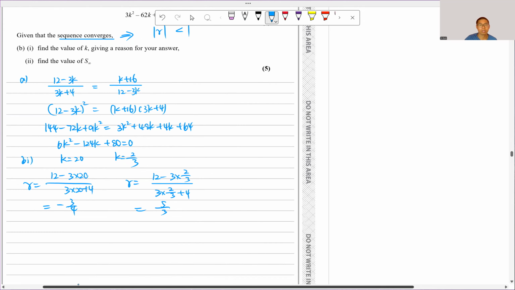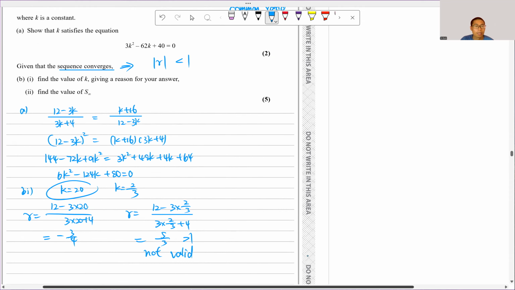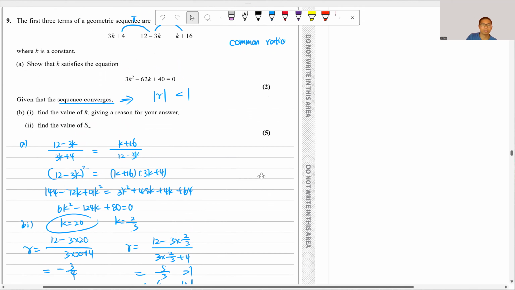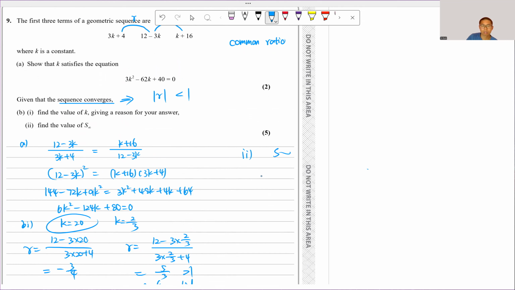Clearly, 5 over 3 is more than 1, so it's not valid. Yeah. So it's bigger than 1 and not valid. So this one is smaller than 1, so it's valid. So k is equal to 20. And then find the value of S infinity. Okay. So the sum to infinity, the formula is equal to a over 1 minus r.